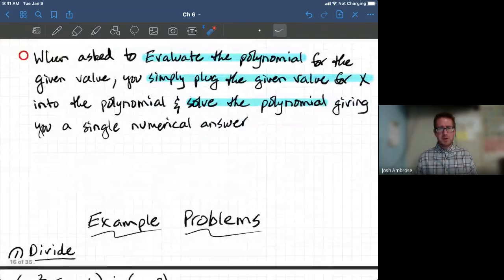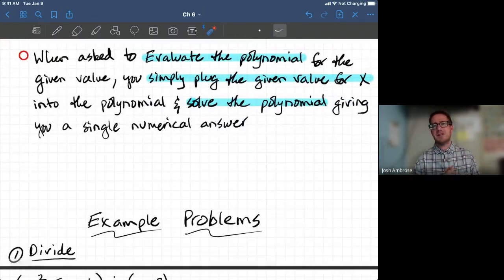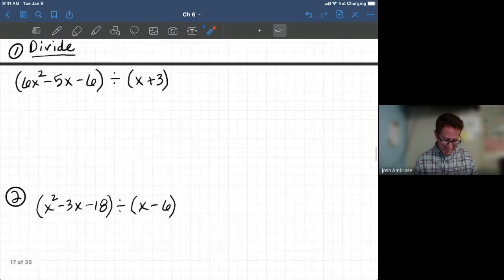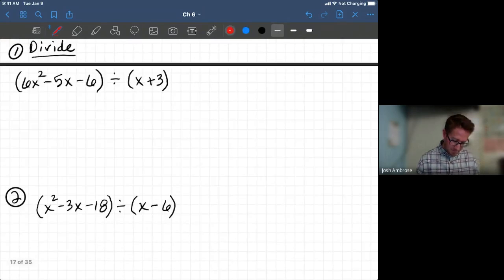This last little note is for the third style of problem. If they just say evaluate the polynomial, simple enough. Plug in the given value, solve the polynomial. I've highlighted the most important part of those notes right there. And this is going to be basically plug it into the calculator, work it through, you'll get your answer very easy. All right, let's do an example problem with synthetic division. Okay, so the first thing you notice is that we have a plus 3 right here.